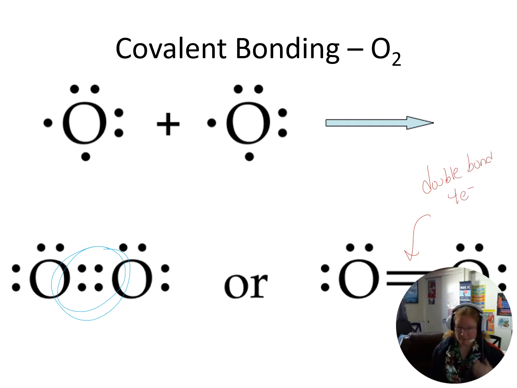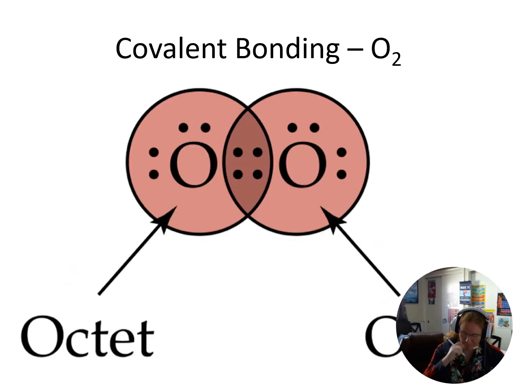Okay, and so each line represents 2 electrons. And so in a double bond, we have 2 lines, we have 4 electrons. And so this oxygen, we have 1, 2, 3, 4, 5, 6, 7, 8. We are good for that octet. Okay, and so we get that overlap there, we get that octet.